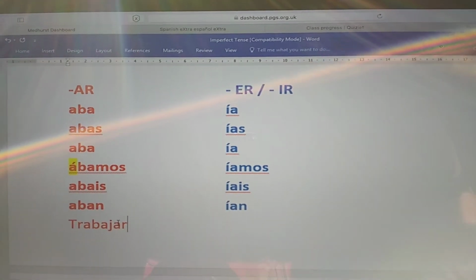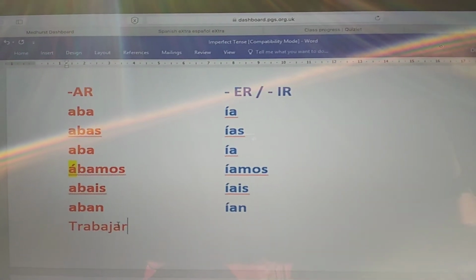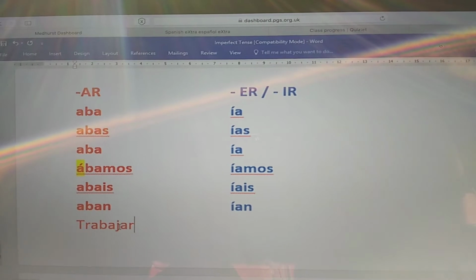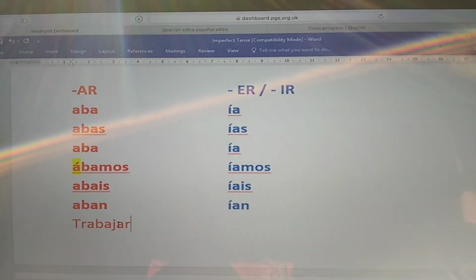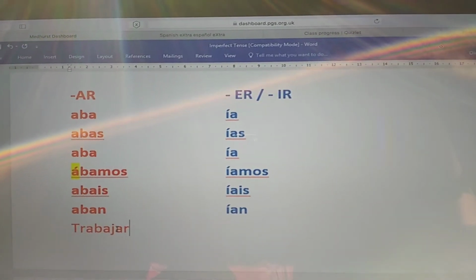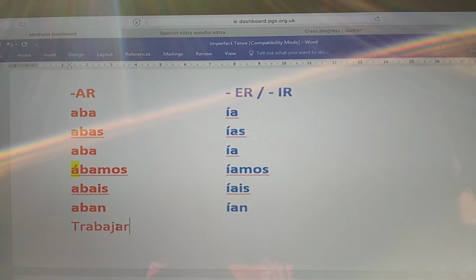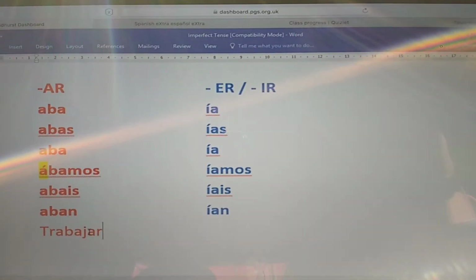Okay, so we said it translates as was doing. So the first one, just to give you a start, is trabajaba. I was working. Okay, that's your first one. You're going to write out the others.